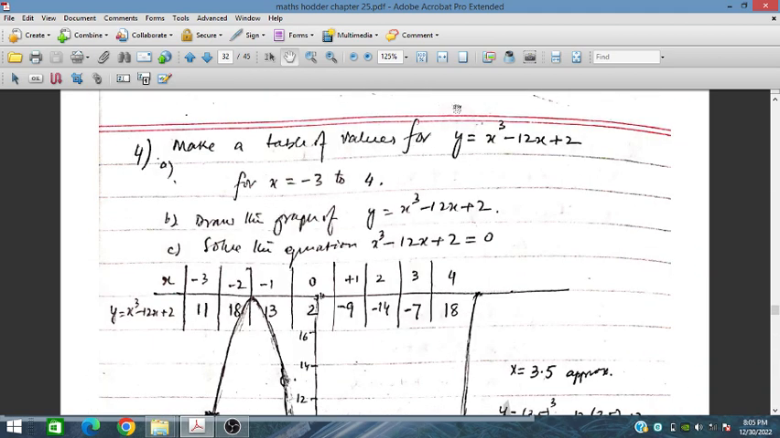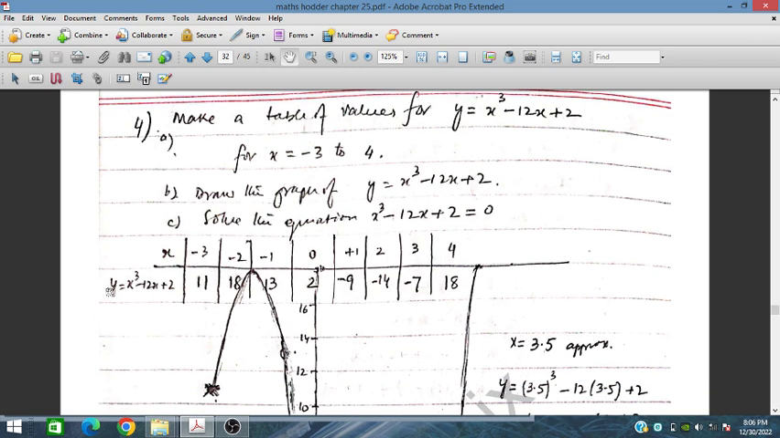So make a table for the value y is equal to x cube minus 12x plus 2, for x is equal to minus 3 to plus 4. So draw the graph of x cube minus 12x plus 2, and solve the equation x cube minus 12x plus 2 is equal to 0.